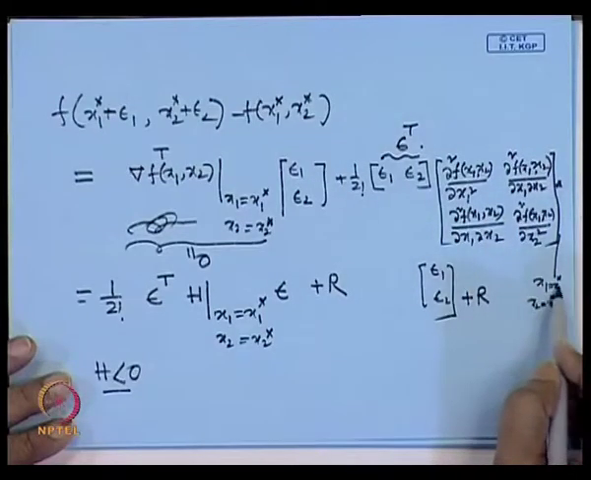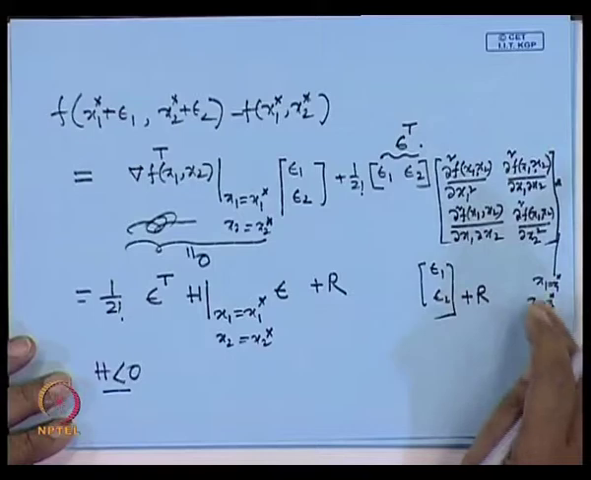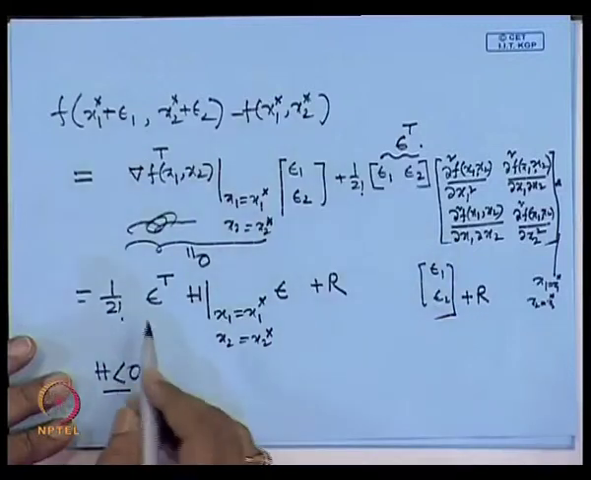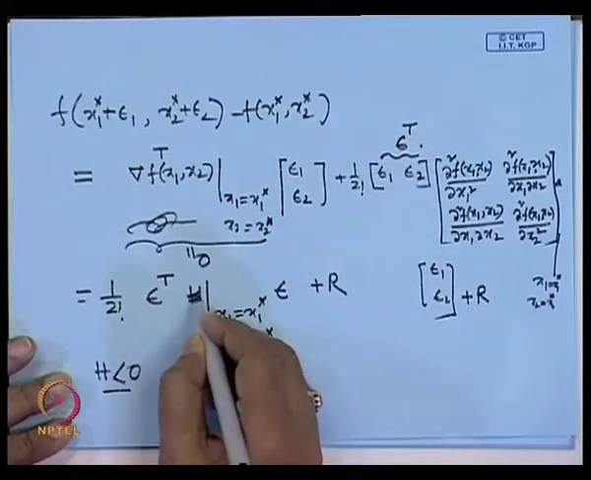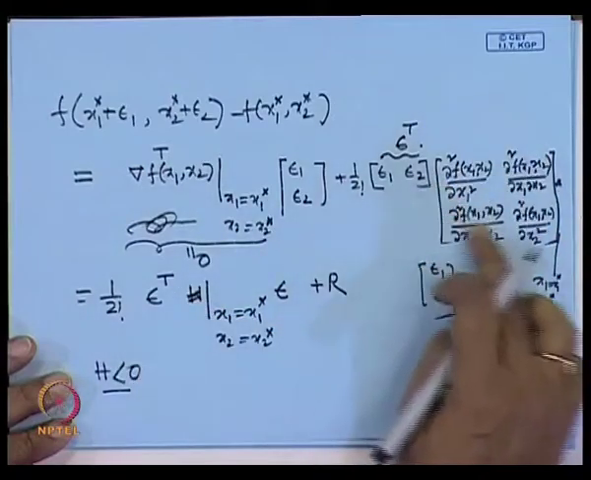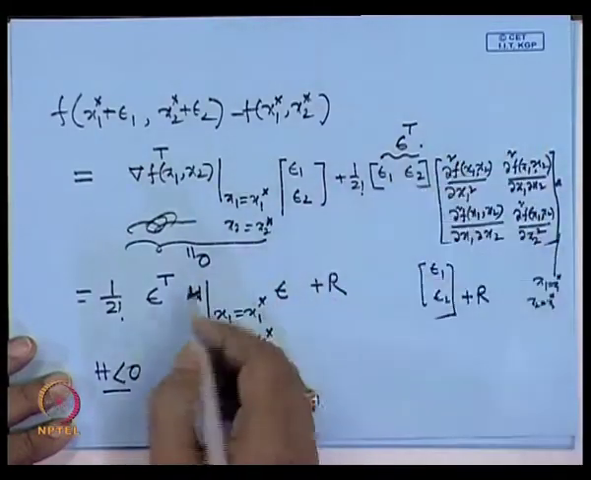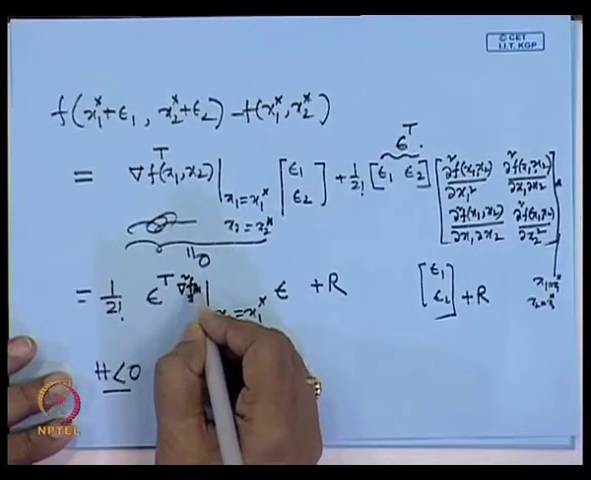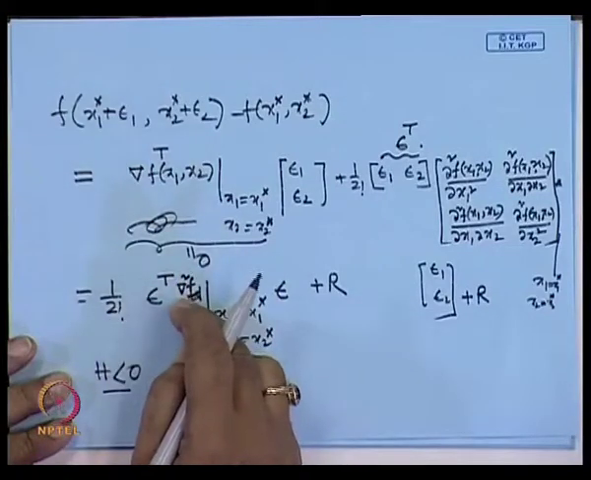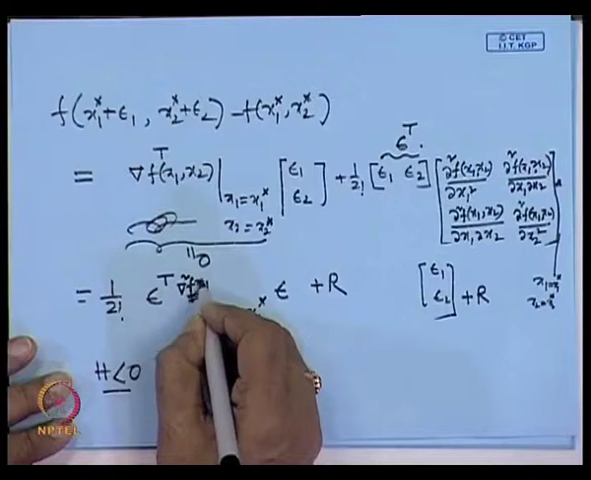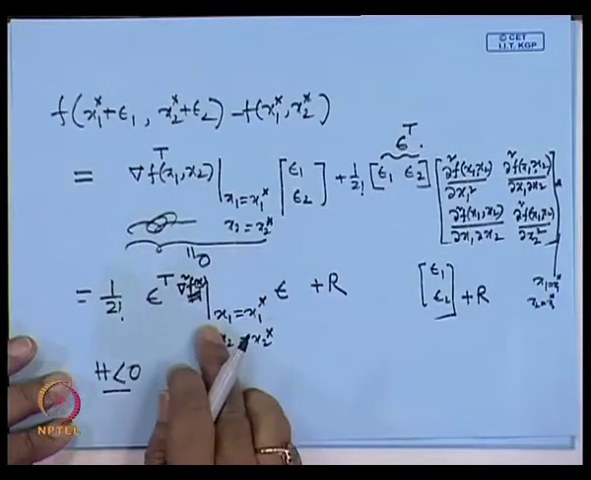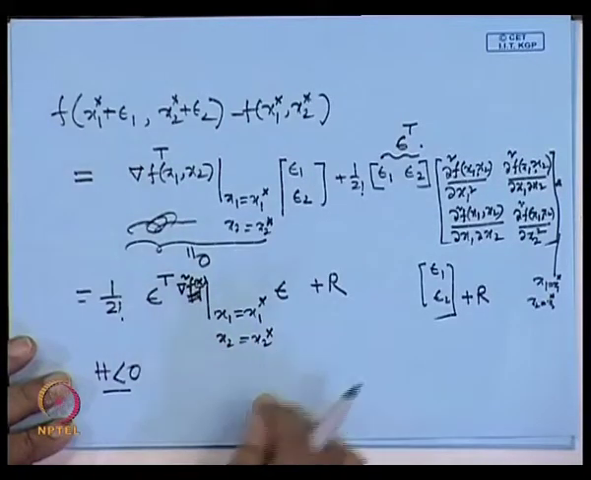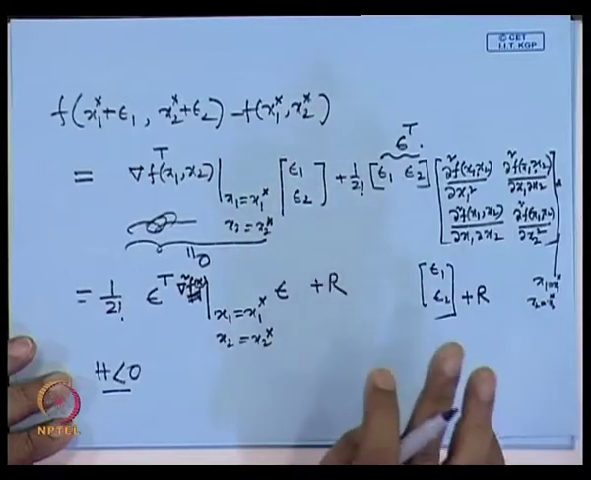It is evaluated at x1 equal to x1 star and x2 equal to x2 star. Then this is your quadratic form, and ultimately this is nothing but the gradient of the gradient, what is called the Hessian matrix, the second derivative of this function. Agree? So f is evaluated at x1 equal to x1 star and x2 equal to x2 star, and the remaining term can be neglected.